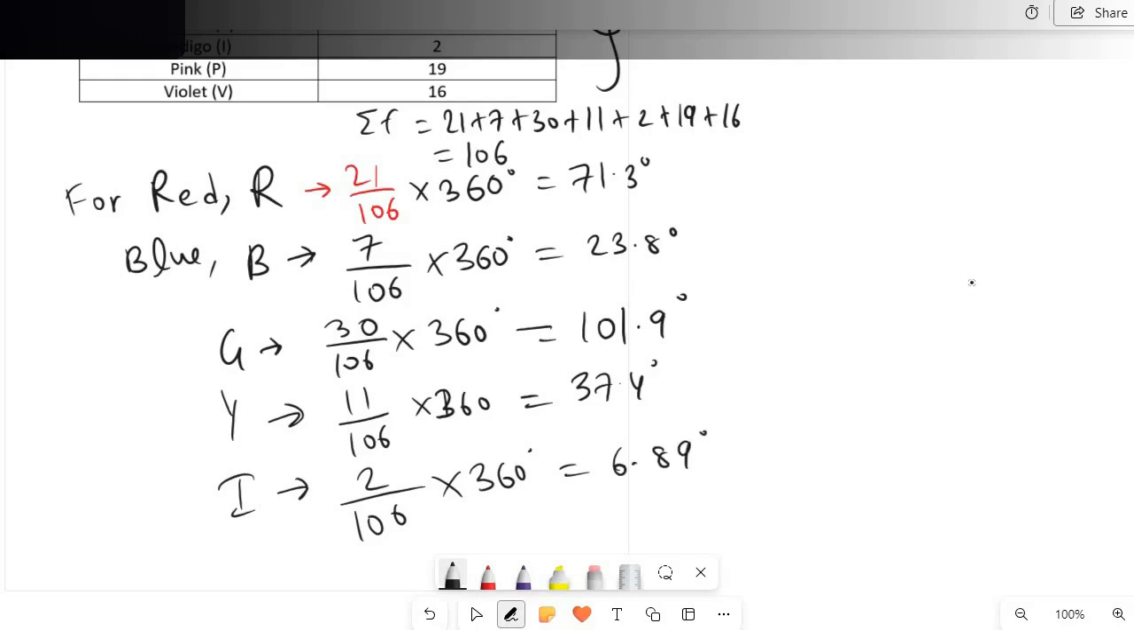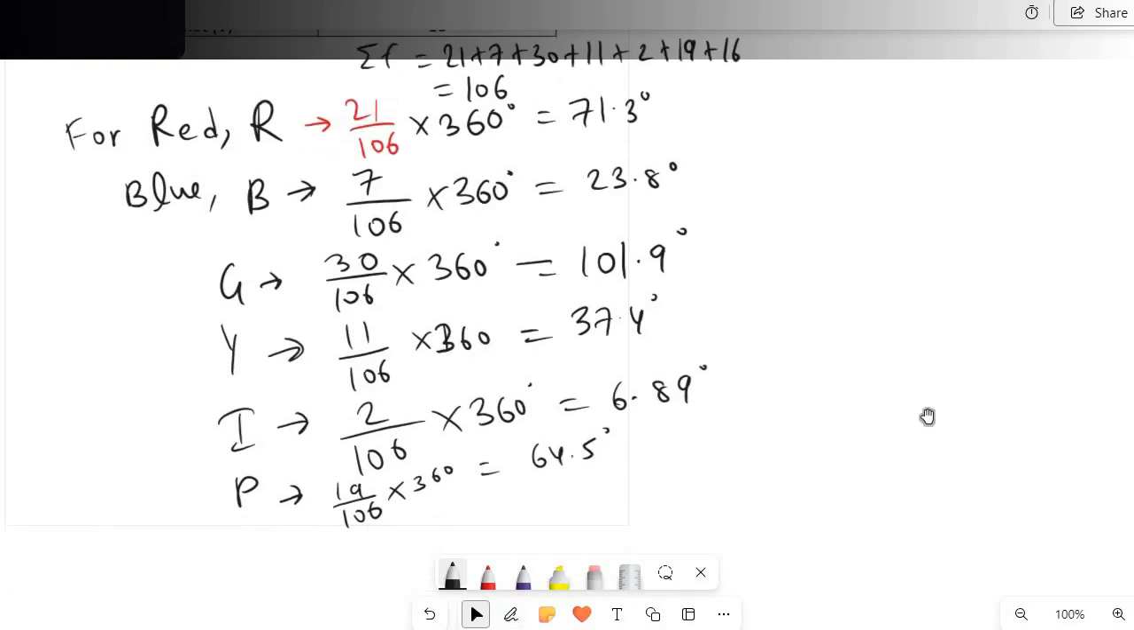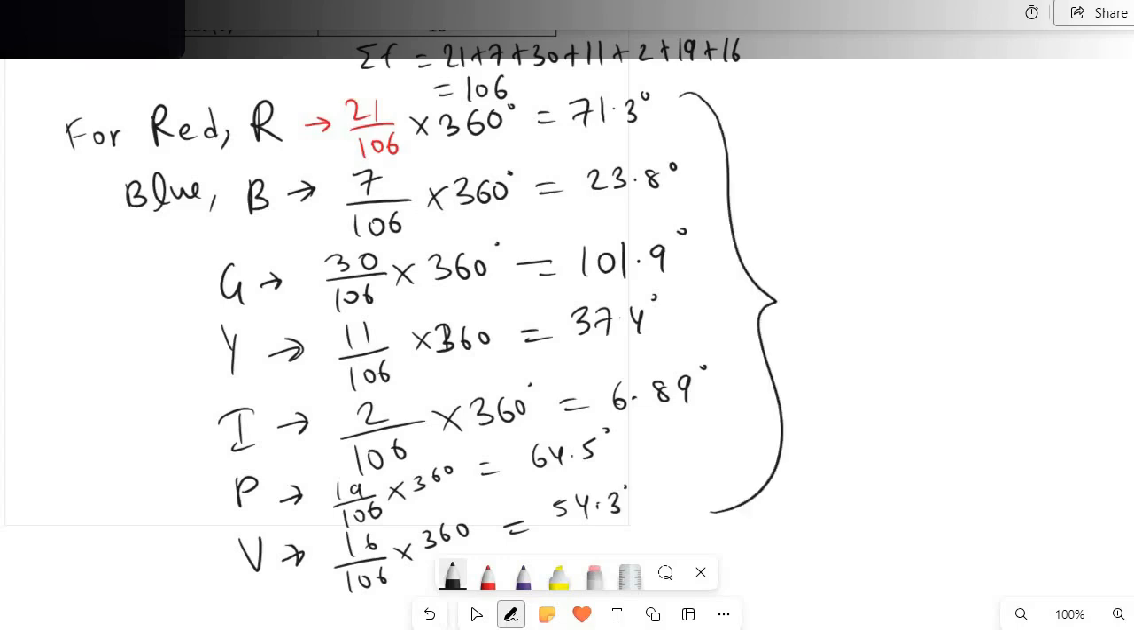6.89 degrees. Similarly, for pink, this is going to be 19 divided by 106 multiplied with 360. That gives us 64.5 degrees. And finally, for the last one, violet or V, this is going to be 16 divided by 106 multiplied with 360 degrees to give us a value of 54.3 degrees. And if you add all of these degrees or angles, you should get a value of 360.